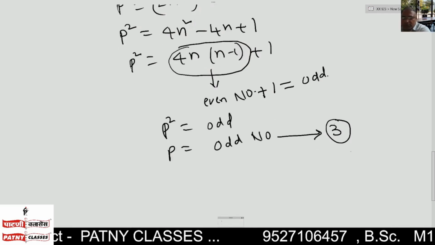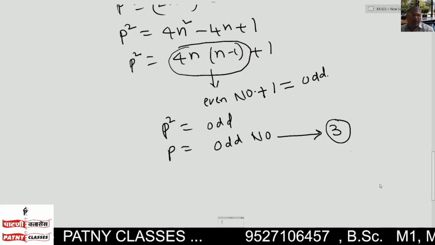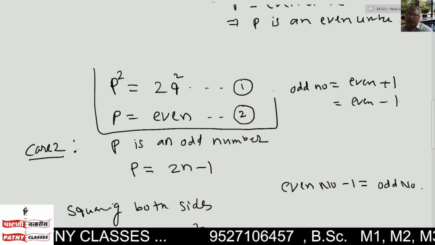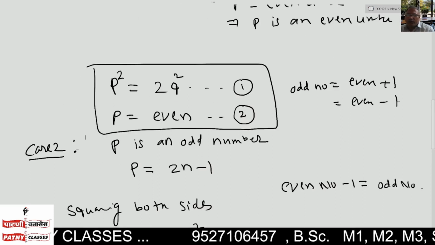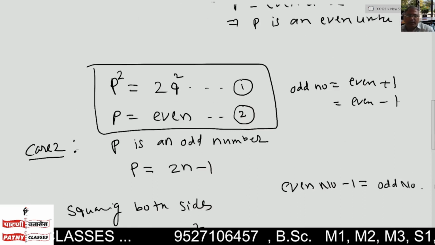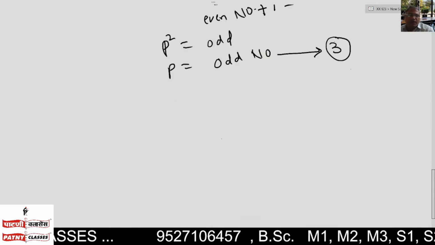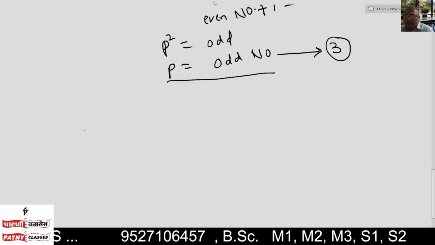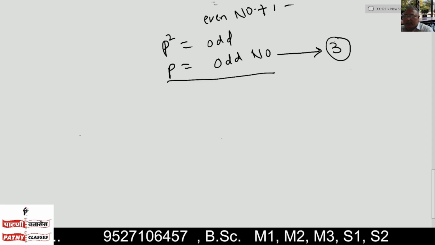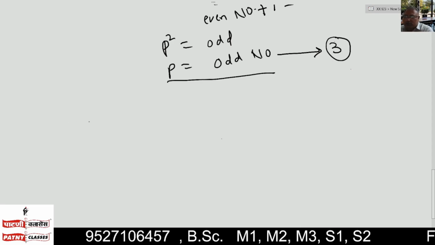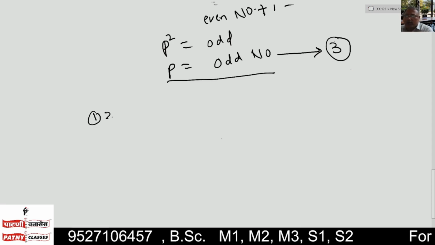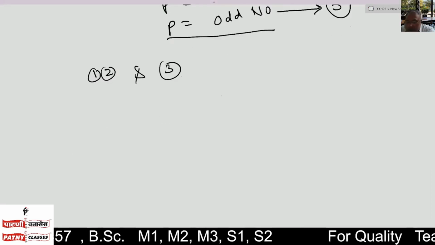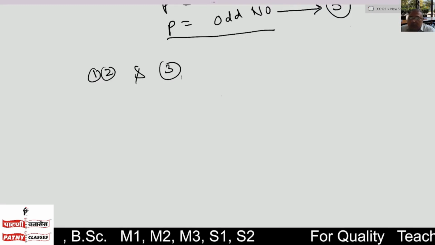Let us call this equation number 3, and we already had equations 1 and 2. In equations 1 and 2, we said that p is an even number, and in equation number 3, we are saying that p is an odd number. On one side we are saying p is an even number, and on the other side we are saying p is an odd number. That means the statements of equations 1, 2 and 3 are contradicting each other. Therefore we need to consider one more case.